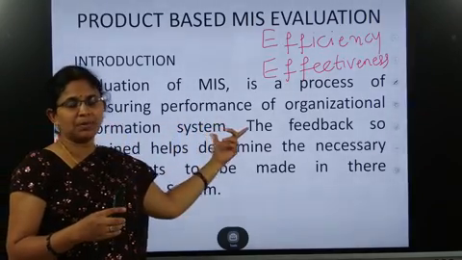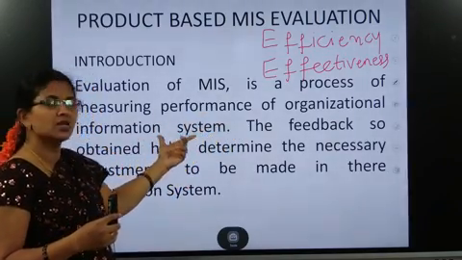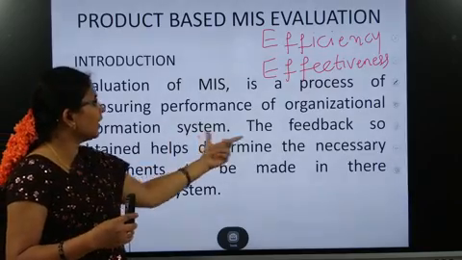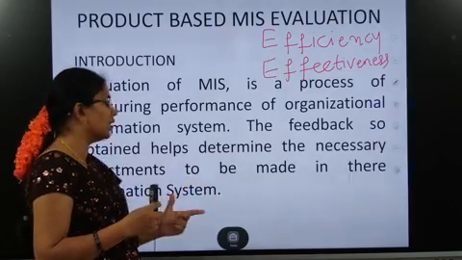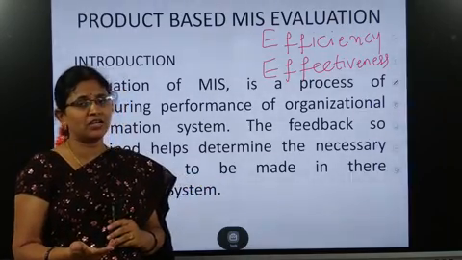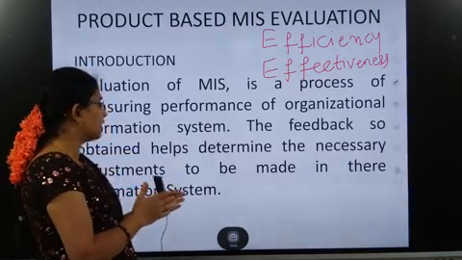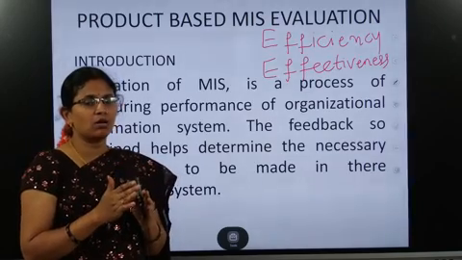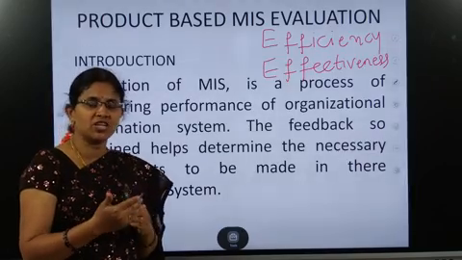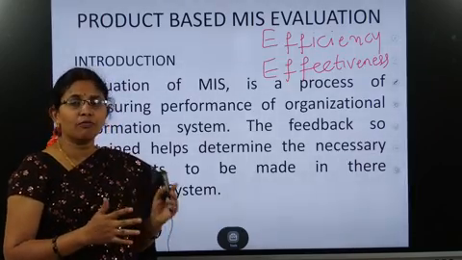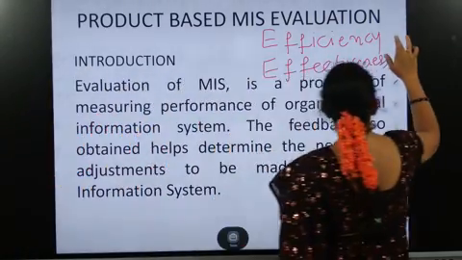Evaluation is simply the process of measuring the performance of an organizational information system, and the feedback so obtained helps to determine the necessary adjustments to be made in the information system. Why do we go for the evaluation process in the organization? We check whether it is giving proper results or not, and if any advancements, adjustments or modifications are necessary, they can be done easily if the evaluation is made correctly. So this is the simple definition of evaluation.